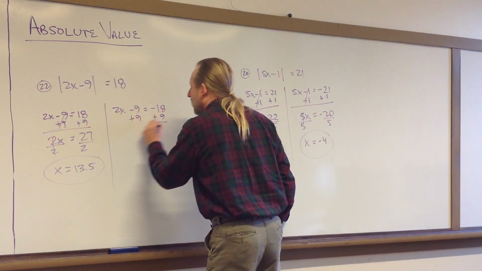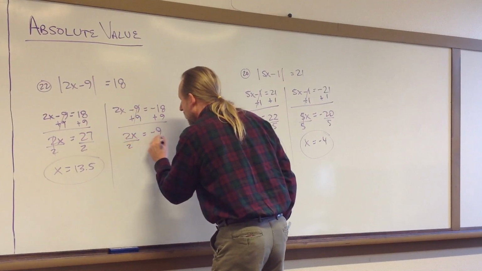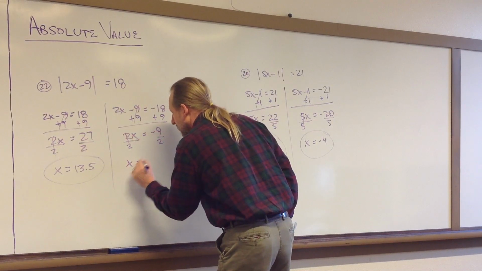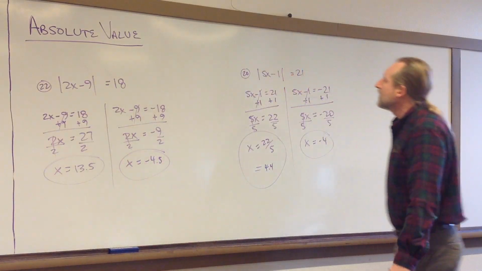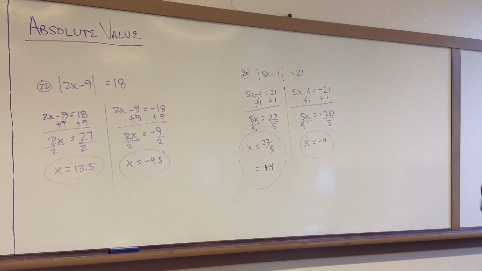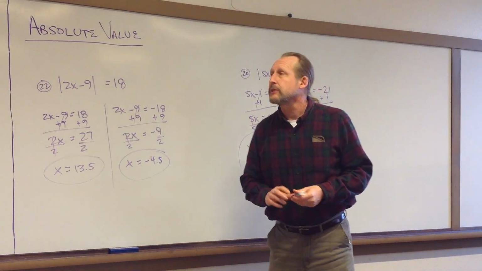Here, add 9 on both sides. 2x is negative 9. Divide on both sides by 2. X is negative 4.5. Okay, so that's it for this handout on absolute value equations.